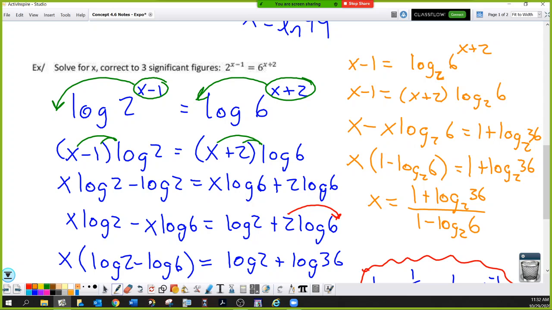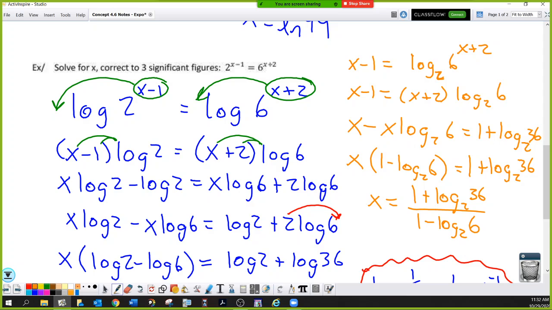And I guarantee you, if we continue to manipulate, these would be the same answer. Because both of the ones can be called log base 2 of 2. So the top would be log base 2 of 72. The bottom would be log base 2 of 1/3, which is exactly what I had a little bit ago. So yeah, those are equivalent answers.